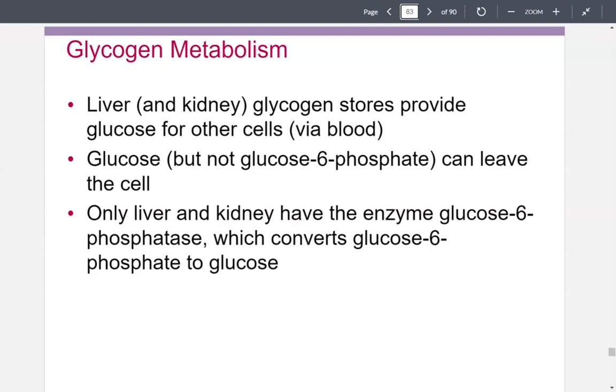The glucose can leave the cell, but not glucose 6-phosphate, which is why we are going to convert into glucose if we need to transport it out of the cell. Only the liver and kidney, though, are going to have glucose 6-phosphatase, so only the liver and kidney can convert glucose 6-phosphate into glucose.